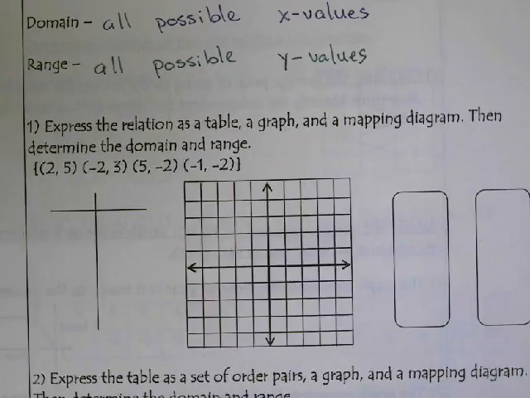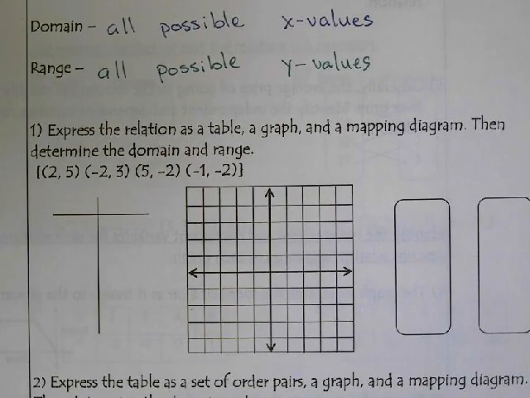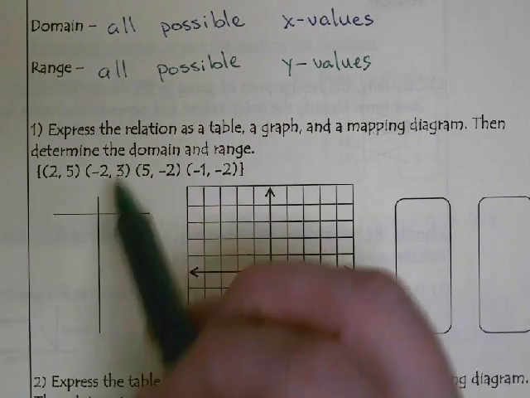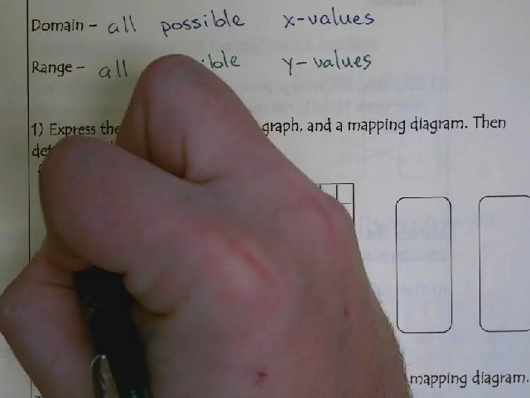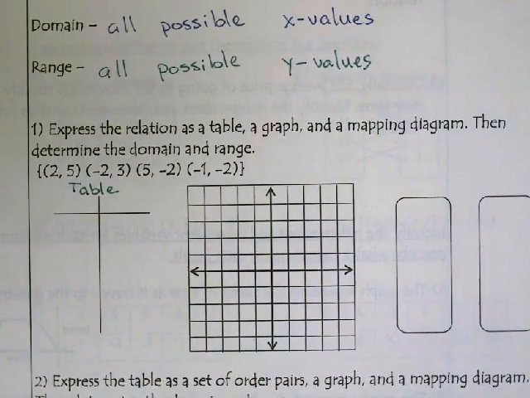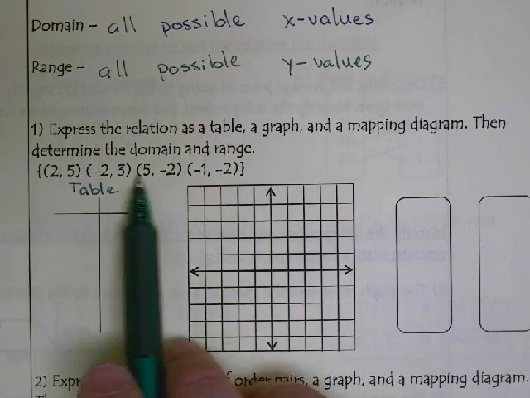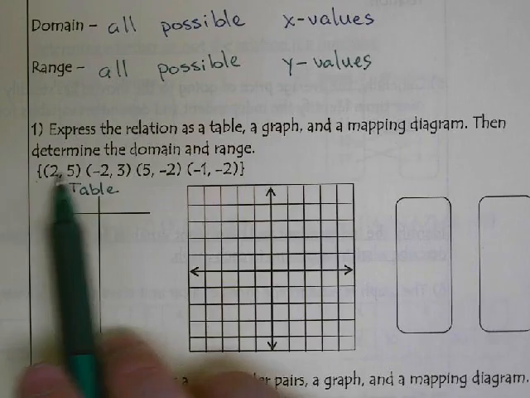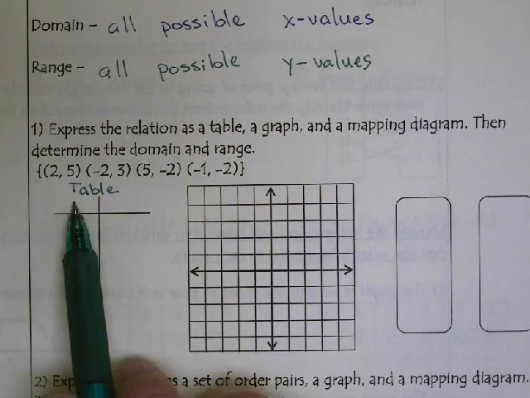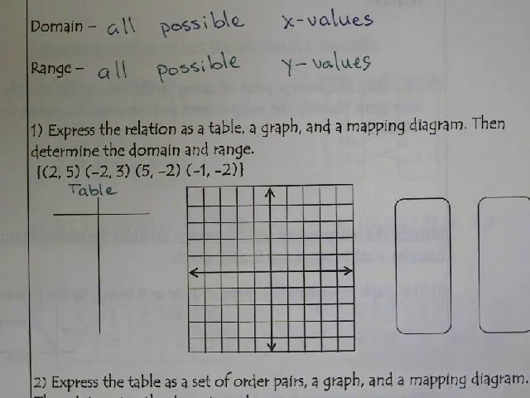So let's look at number 1. Express the relation as a table, a graph, and a mapping diagram. Then determine the domain and range. So a table is this one right here. This is our table. And here's our set, here's our relation, it's our set of ordered pairs, and we'll list our x values in our x column, and then we'll list our y values in our y column.